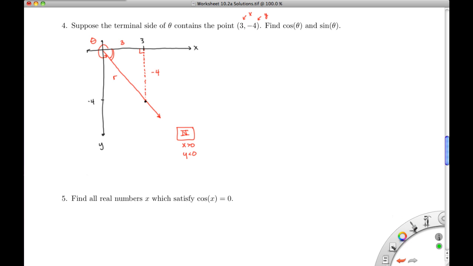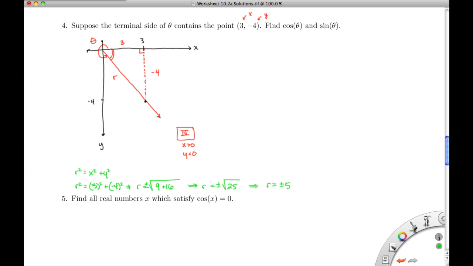Fortunately, we know that r squared is equal to x squared plus y squared via the Pythagorean theorem, which means that r squared is going to be equal to 3 squared plus (-4) squared, which gives us r is equal to the plus or minus square root of 9 plus 16, or r is equal to plus or minus the square root of 25, or r is equal to plus or minus 5.